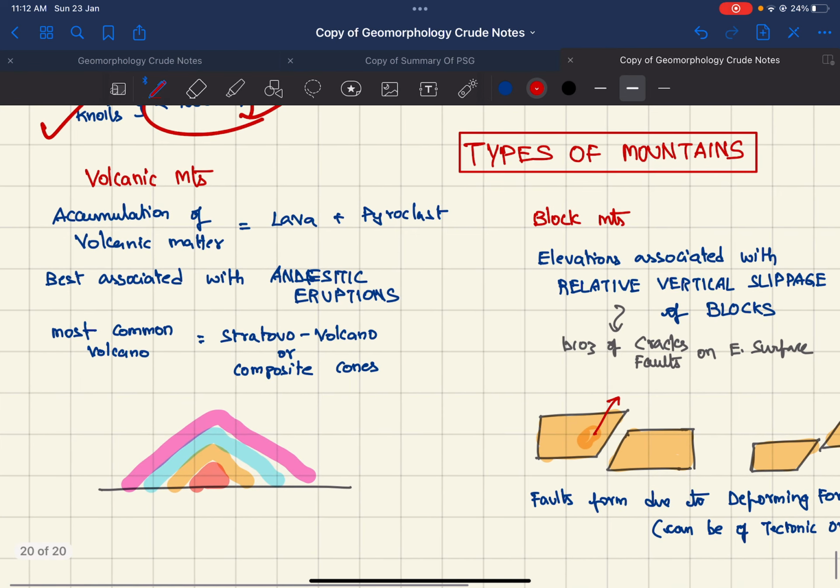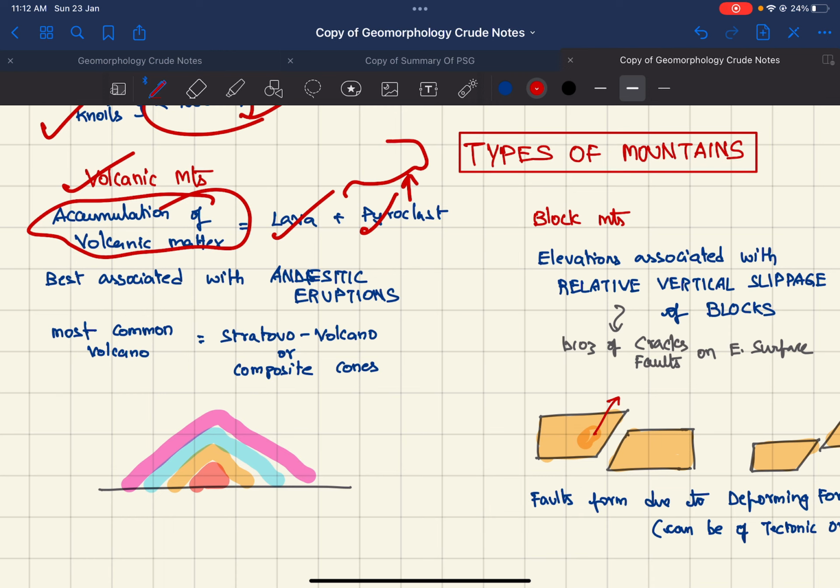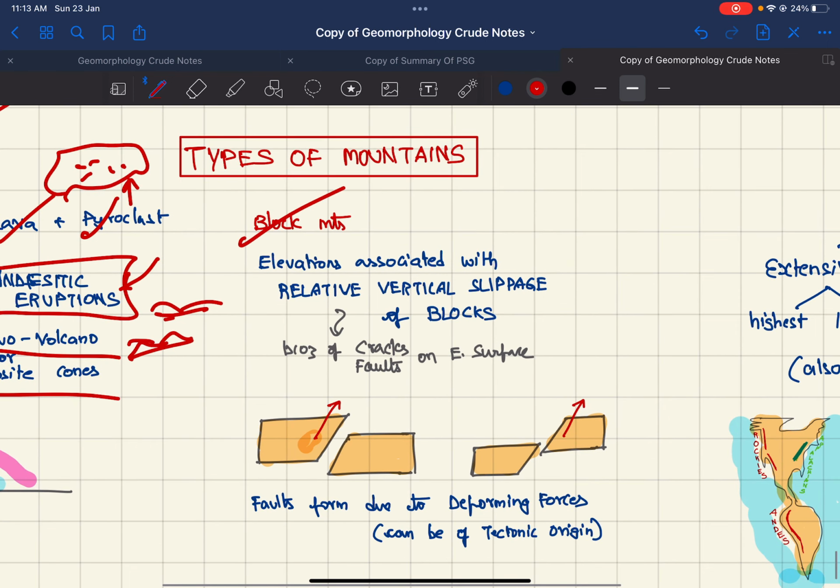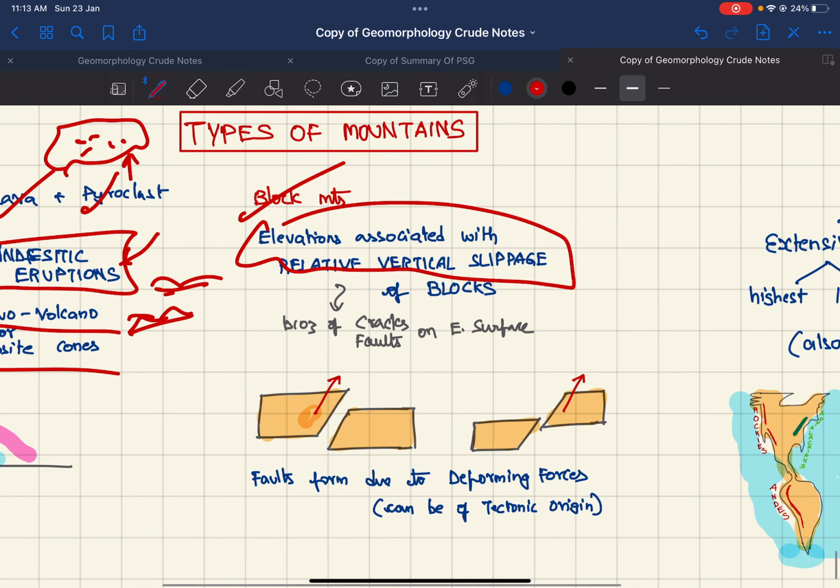Among the types of mountains, we've seen volcanic mountains. These are accumulations of volcanic material, which is lava and pyroclast. Pyroclast is a mixture of all the substances, and these are best associated with andesitic eruptions, because if there is basalt, it will form the shield or dome type, which will be very extrusive. They may be called plateaus. So the most common type of volcano is the stratovolcano or composite volcano, which has several different layers of volcanic matter.